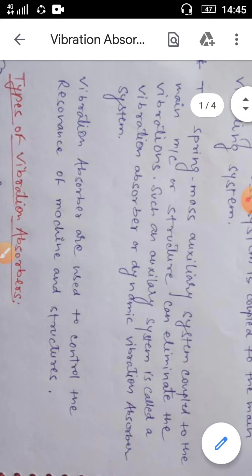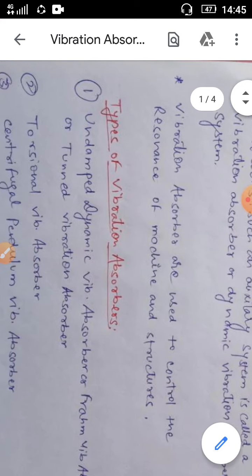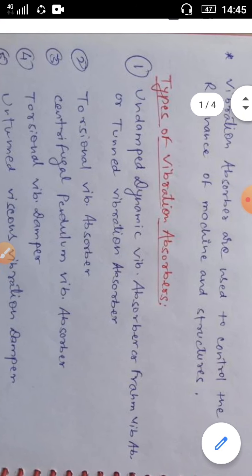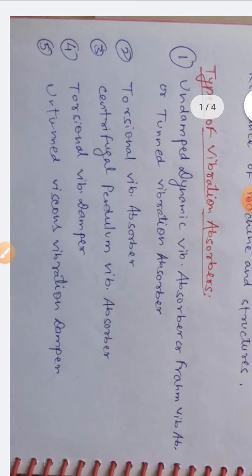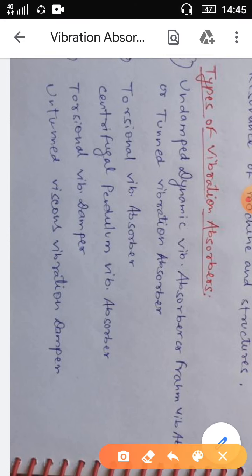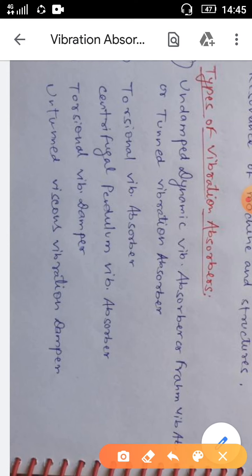Now come to the types of vibration absorber. There are many types of vibration absorber. The first one is the undamped dynamic vibration absorber. It is also known as dynamic absorber or Frahm absorber or tuned vibration absorber. It means the undamped dynamic vibration absorber has different names, like Frahm vibration absorber and tuned vibration absorber.